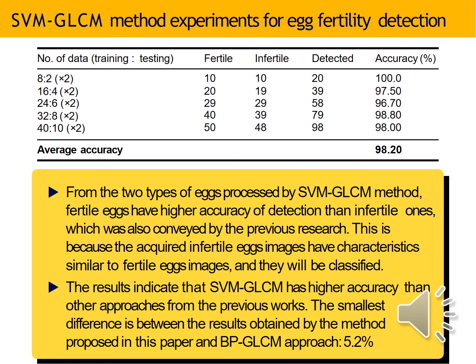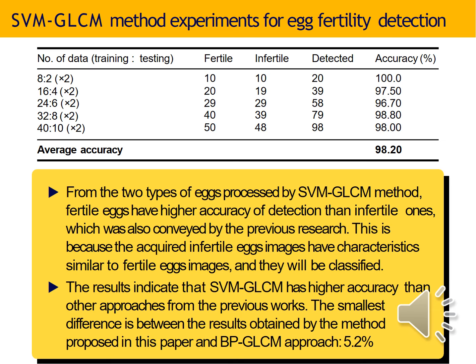And this is our scenario of the SVM GLCM method experiment for egg fertility detection, with the training data and the testing data, and we got an accuracy. From the two types of eggs processed by the SVM GLCM method, fertile eggs have higher detection accuracy than infertile ones, which has also been confirmed by previous research.